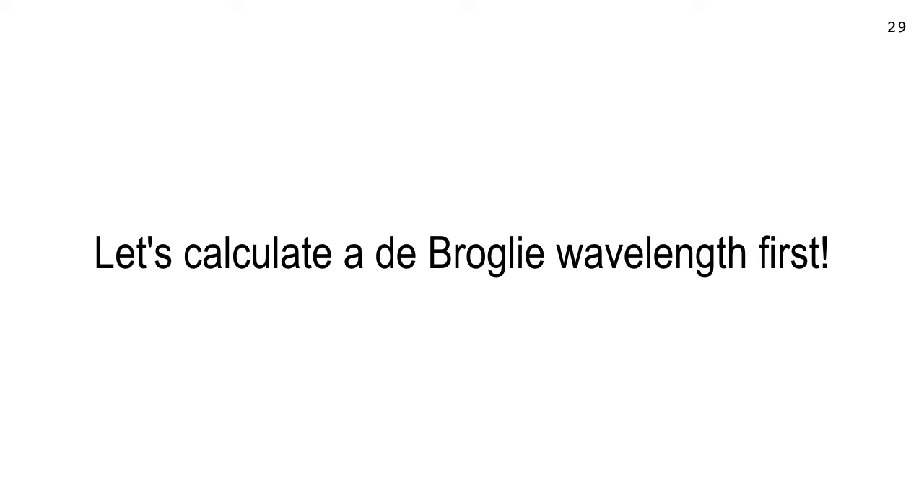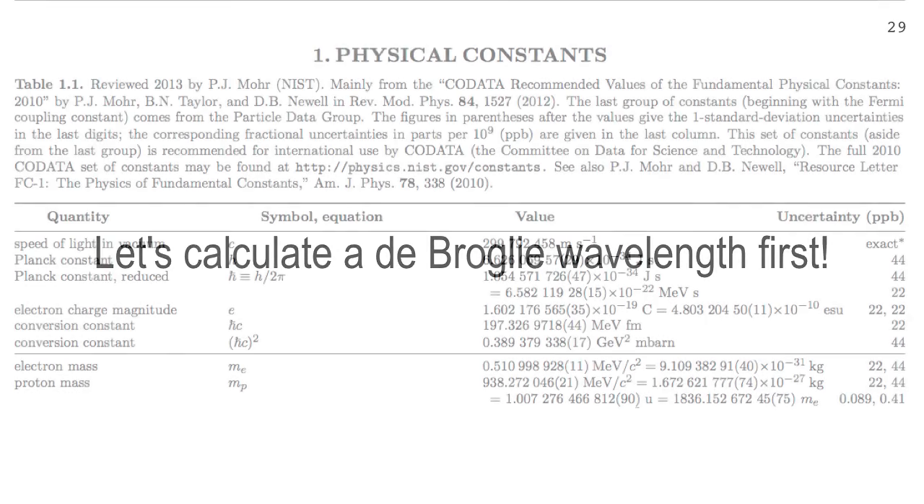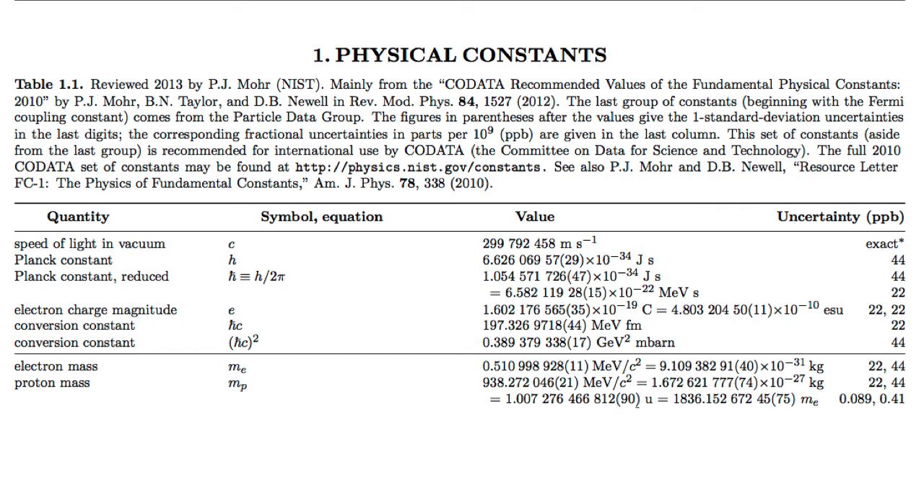So let's do a couple of lambda equals h over mv calculations. Get your calculator out. Here are some physical constants; you can look them up. This is from 2013, I guess. Speed of light in a vacuum, Planck's constant, and then Planck's constant reduced, h over 2 pi. I use that one a lot.